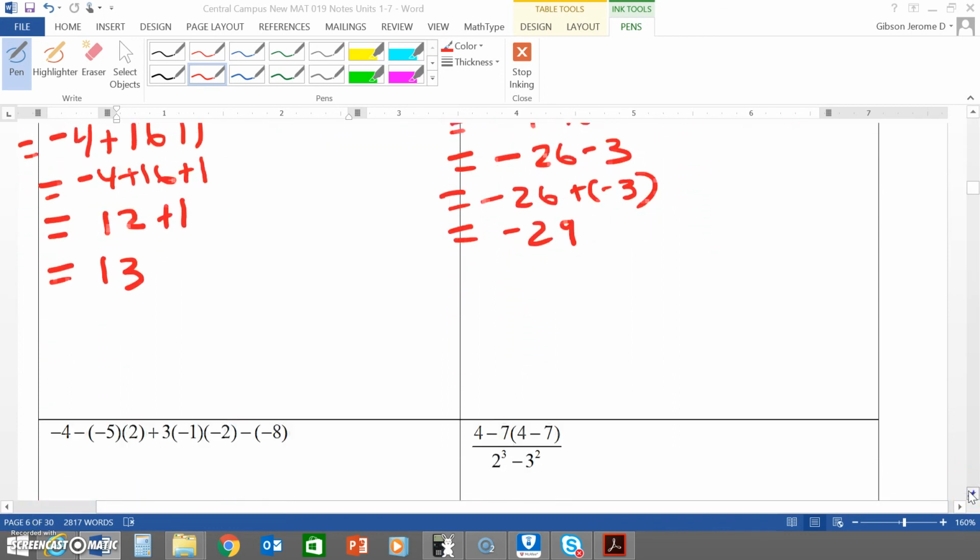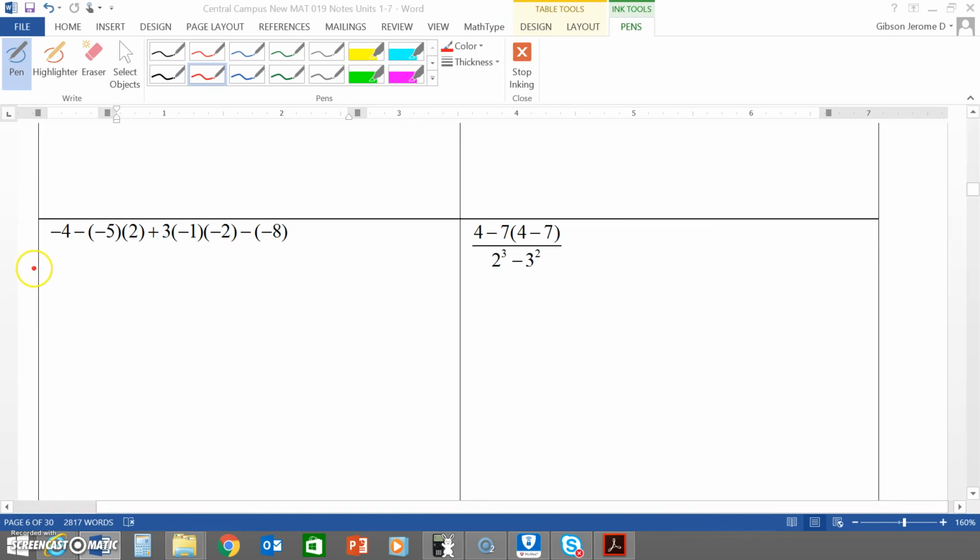Now we scroll on down to the next problem. Now we have -4 minus a -5 times 2 plus 3 times a -1 times a -2 minus a -8. And you notice with all of these parentheses, there's no operations being performed inside of those parentheses. So they're separators. There's no exponent, so we look for multiplication or division. We do have multiplication, so we have minus a -5 times a +2, which will give us -10. And we'll bring down everything else.